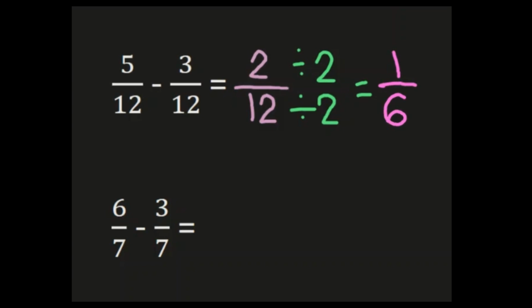The next example, we have 6/7 minus 3/7, and again, same steps, even though we're subtracting. We're going to subtract our numerators. 6 minus 3 is 3. Our denominator of 7 remains the same. So 6/7 minus 3/7 equals 3/7.